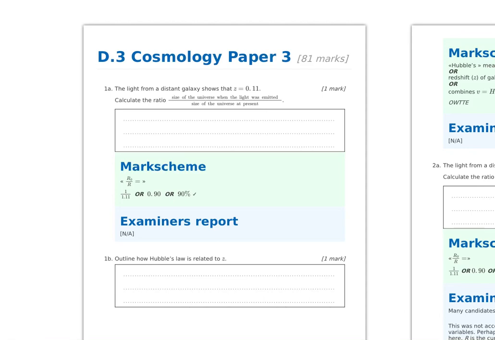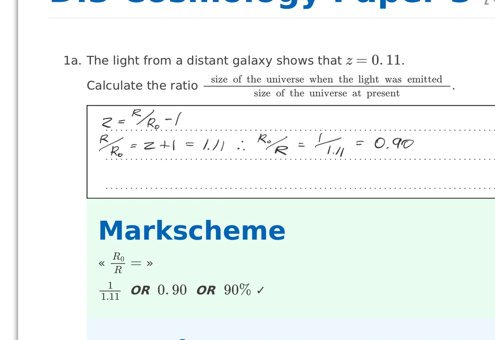So here we have our D3 questions, and starting with number 1, let's go. Okay, so size of the universe, it's the cosmic scale factor being R, and so we have a formula for Z relating to the size of the universe: Z equals size of the universe R now over the original size of the universe when the light was first emitted, R naught, minus 1. And so that gives us size now over size then equals Z plus 1.